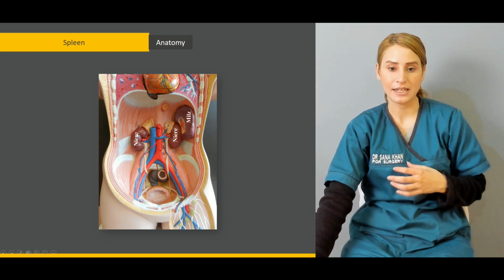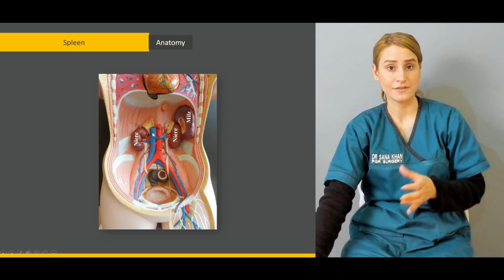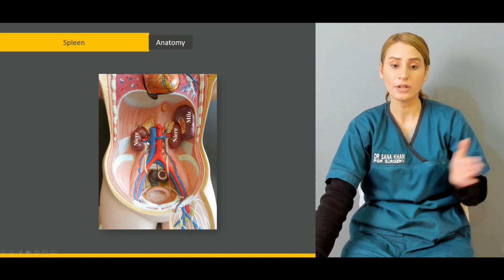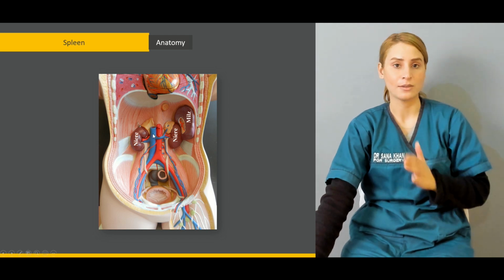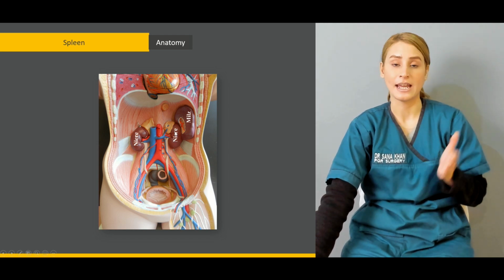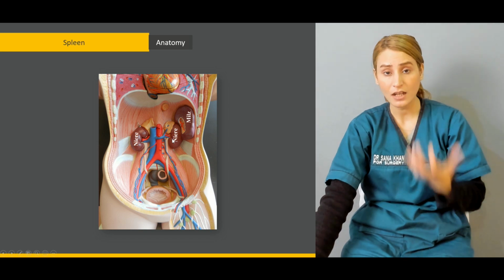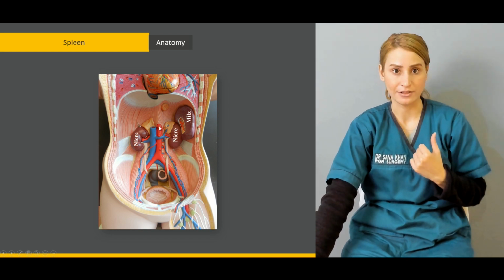And we have the kidneys, and the branches which come directly from the aorta enter into the renal pelvis. So the right renal artery and vein and the left renal artery and vein, and on the superior surface of the kidneys are the adrenal glands.